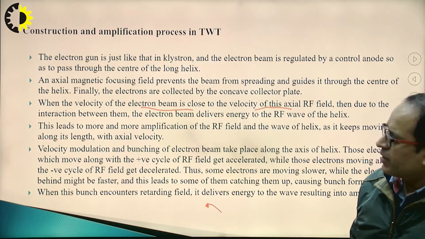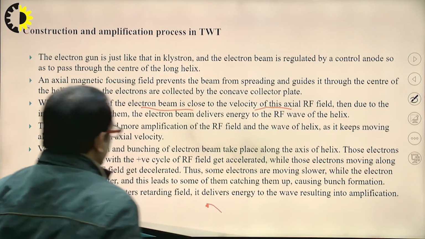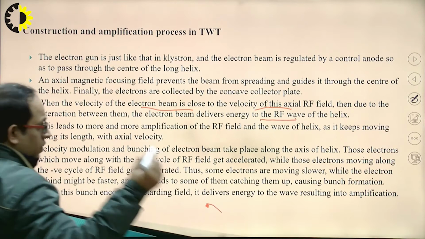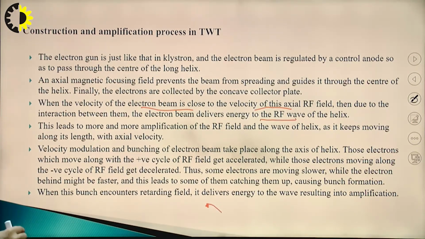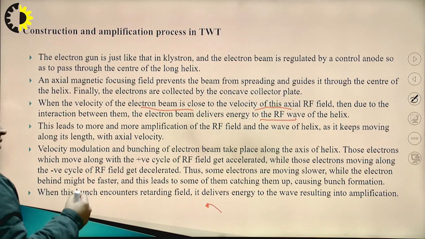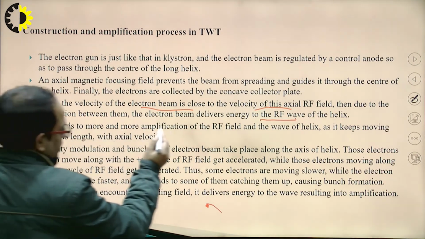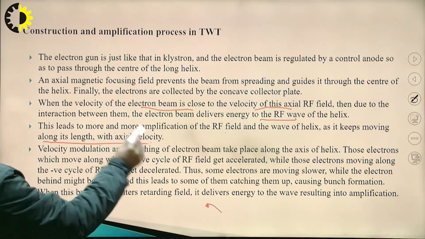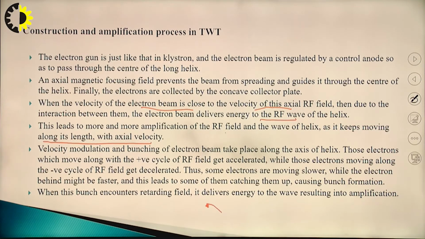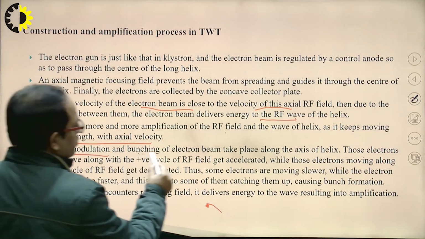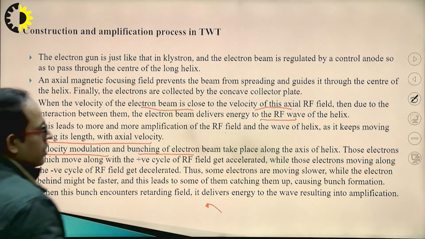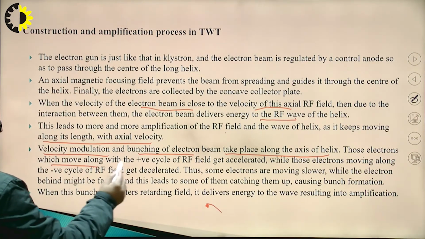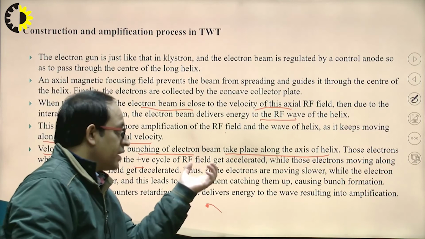With the interaction of the RF field and the electron, the energy of the electron beam will get transferred to the RF wave of the helix. That depends on the supply of the RF field. So this leads to more and more amplification of the RF field and the wave of the helix as it keeps moving along its length with the axial velocity. So there is also taking place what? Velocity modulation, bunching of the electron beam takes place along the axis of the helix. Those electrons which move with positive velocity, in the positive cycle of the RF field, get accelerated.